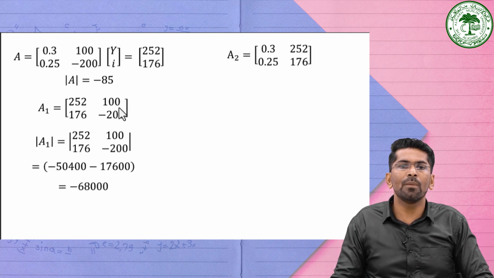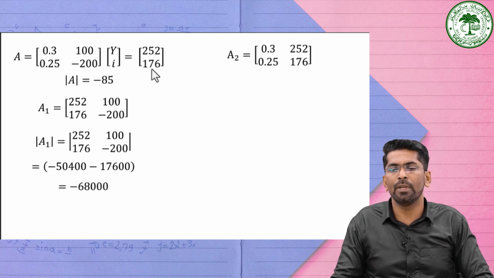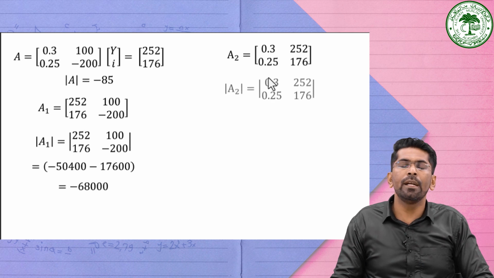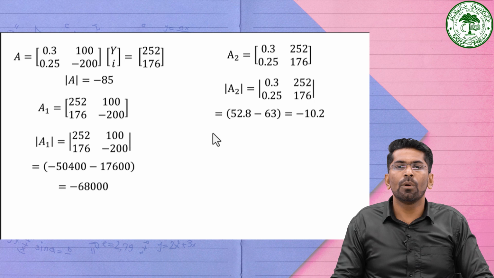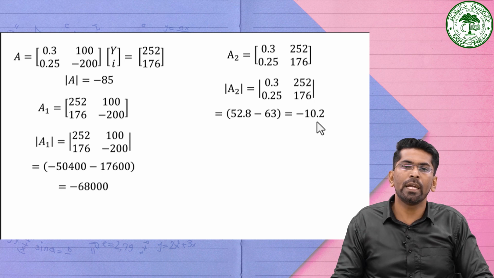So here the second column elements are 100 minus 200. We are going to replace with 252 and 176. So now we are going to find the determinant value of A2, which is equal to 0.3, 252, 0.25, 176. So here we are going to multiply 0.3 into 176, which is equal to 52.8, minus 252 into 0.25, which is equal to 63. So if you take the difference between these two numbers, then it will become minus 10.2. That is, the determinant value of A2 is equal to minus 10.2.